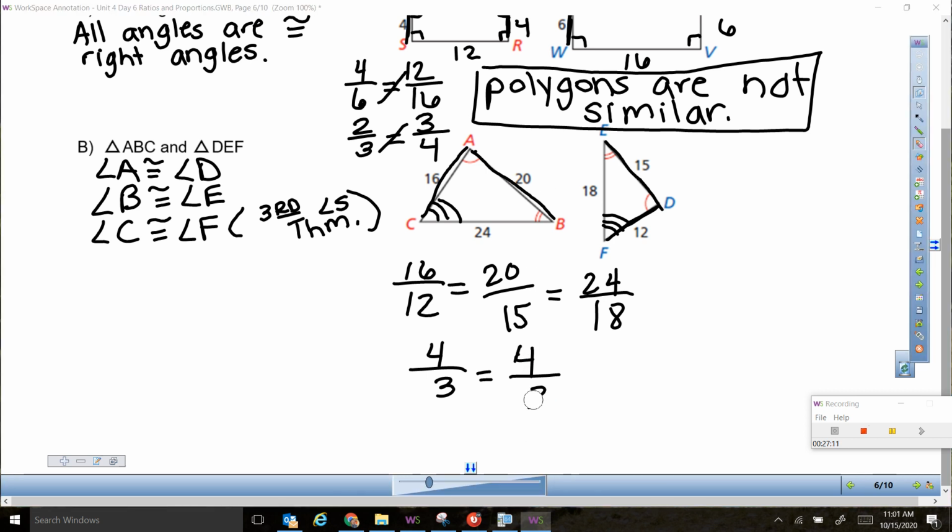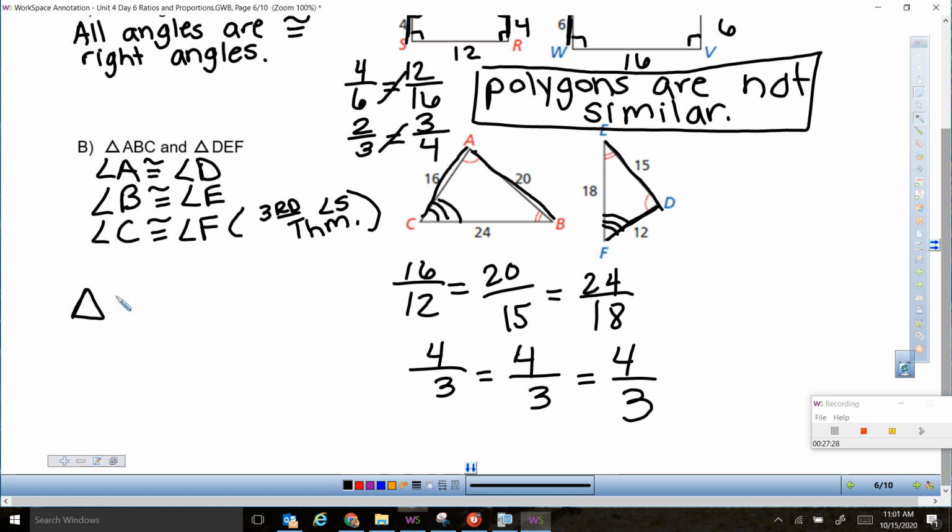And the last one, 24 and 18, can both be divided by 6. So it's 24 divided by 6, 4, and 18 divided by 6, 3. So are those triangles similar? Yes. So we can say that triangle ABC is similar, so do the little wave. So triangle ABC is similar to triangle DEF.